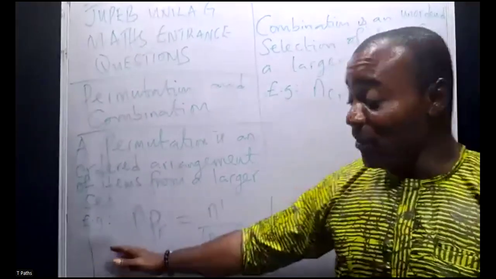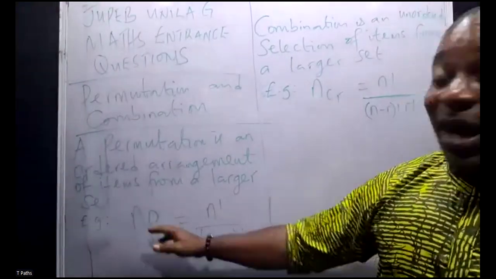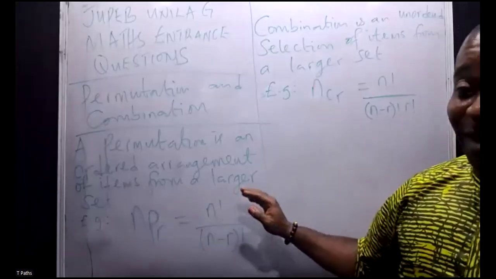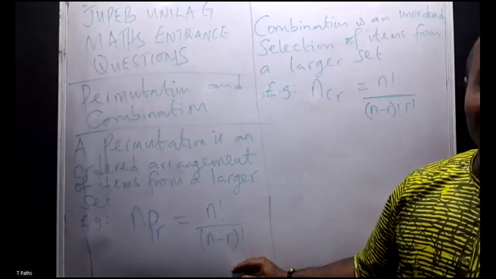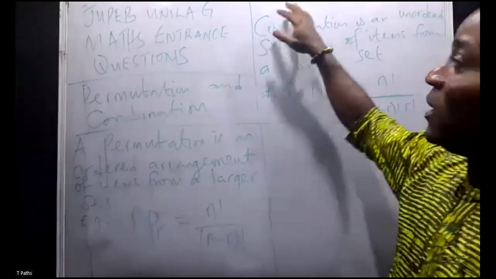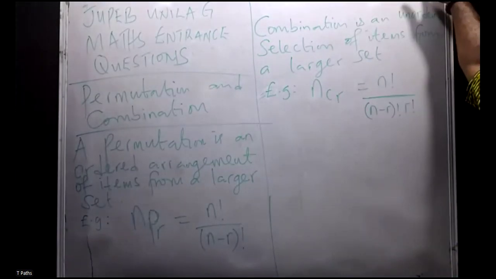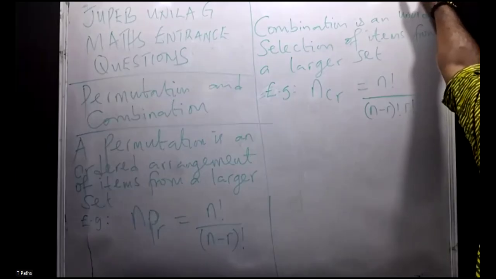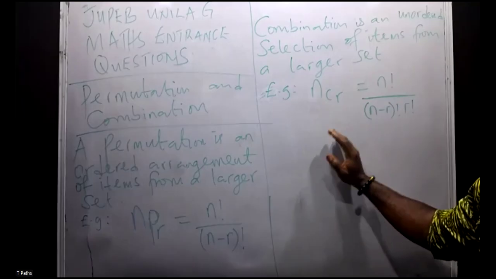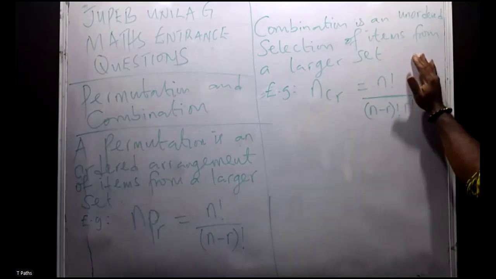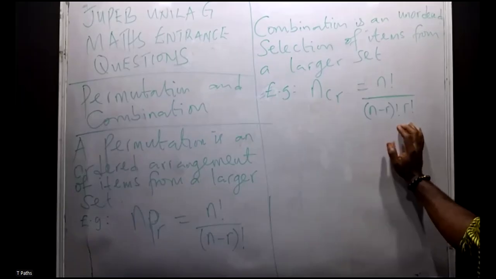Now, it is given by this formula. For example, choosing R from N is given as N factorial over open bracket N minus R, then factorial. Now, what about combination? Combination is an ordered selection of items from a larger set. For example, selection of R from N is given as N factorial over N minus R factorial.